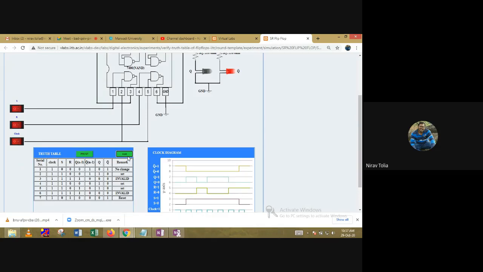Okay, same way you have to simulate all the others. And in simulation, if you find anything, you can ask me a question either in the chat session or you can unmute yourself. Okay, so take 10 to 15 minutes and simulate all the things.